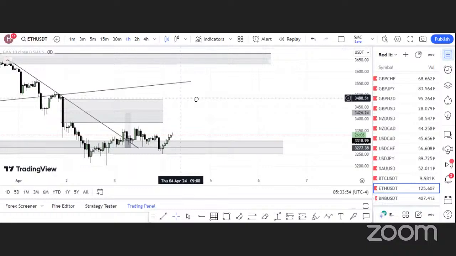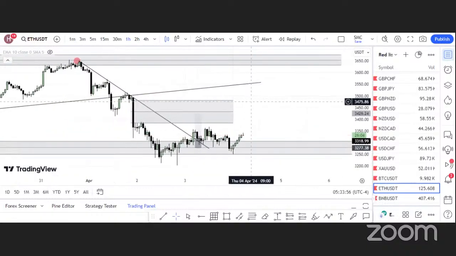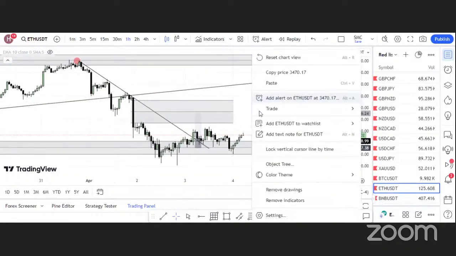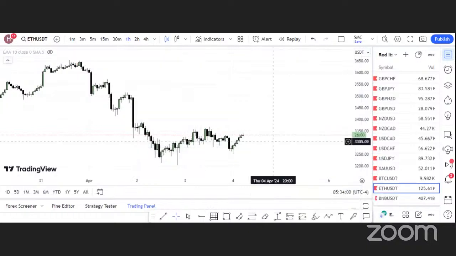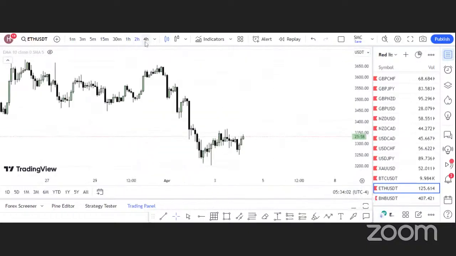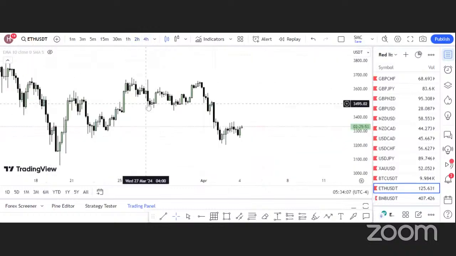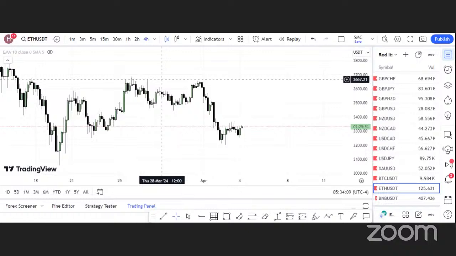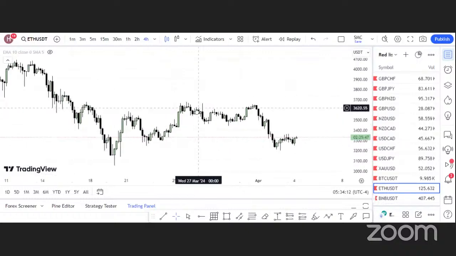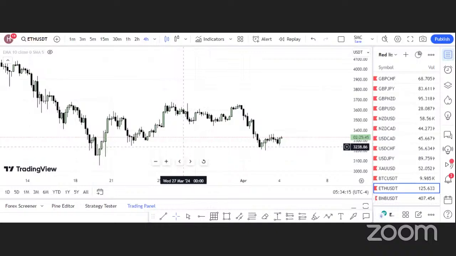Let's see what's going on with Ethereum USDT. Let's see if we would get the same analysis.